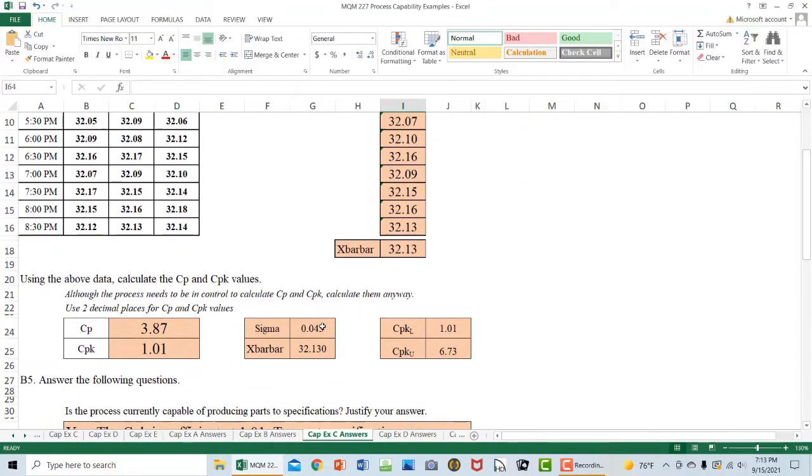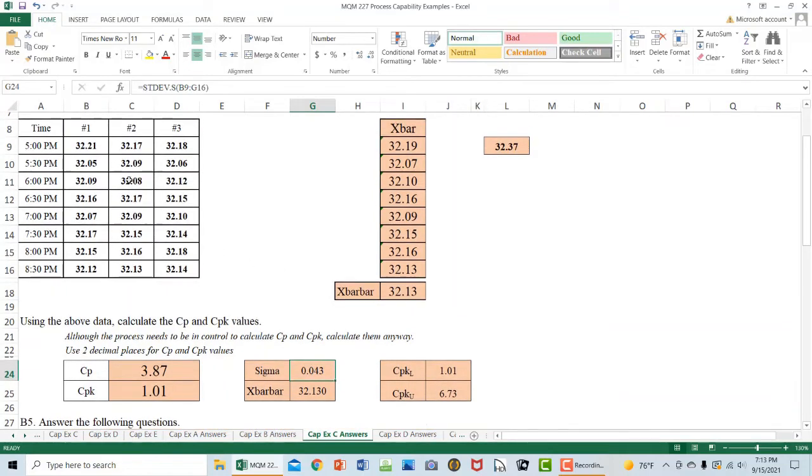And let's jump over to sigma. Remember, sigma is simply equals STDEV.S, and we're just highlighting these. Do not highlight the times, do not highlight the headings, do not highlight the X bars. They will give you wrong numbers. So there's our standard deviation. Of course, the X bar is just that.